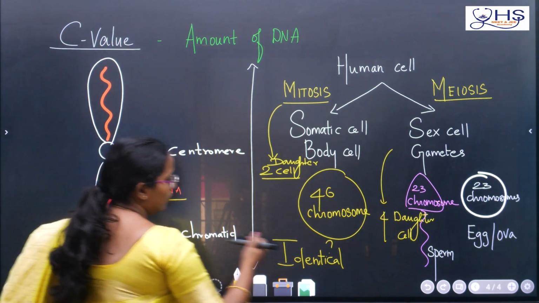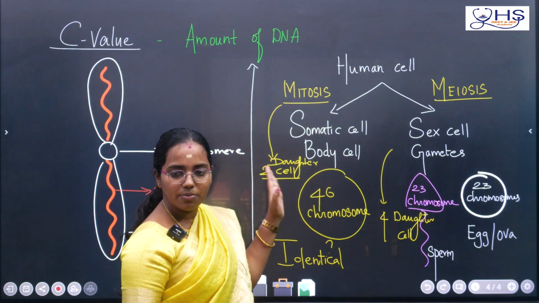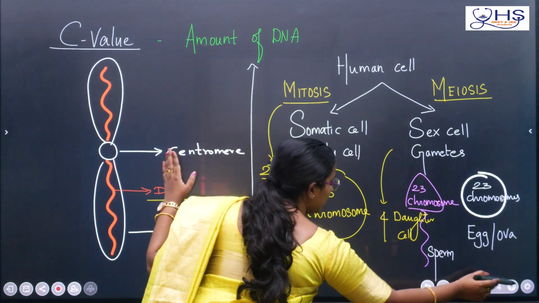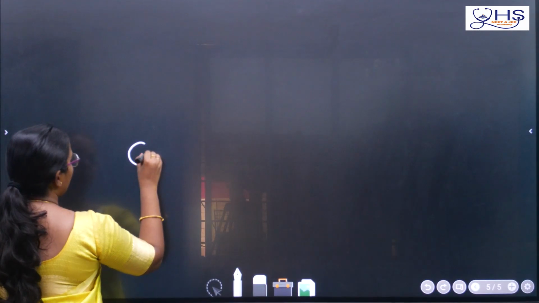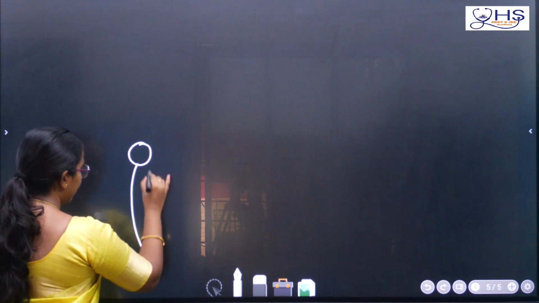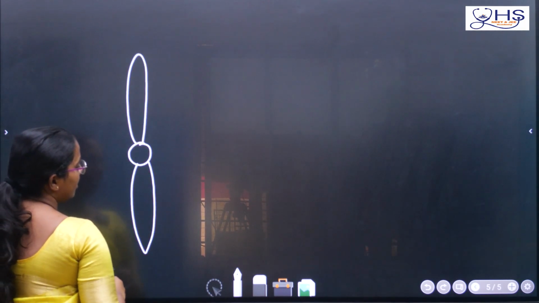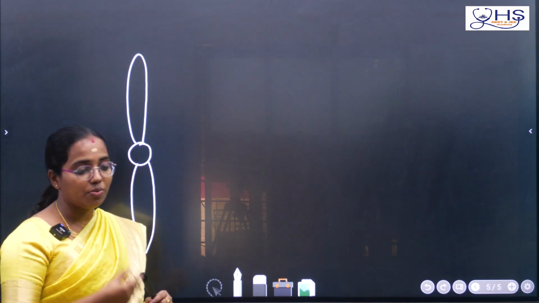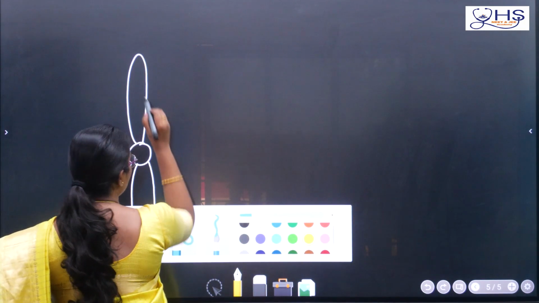Okay, now we are going to see this DNA duplication. This is common for both mitosis and meiosis. Which is common? DNA duplication. Now we'll see how the DNA duplicates. This structure is called the centromere, and this one is the chromatid. How will you count the number of chromosomes? Number of centromeres. Okay, now this is the chromosome.